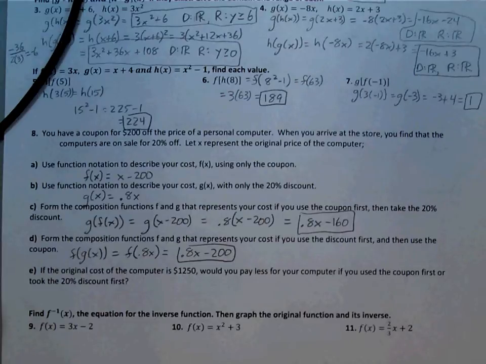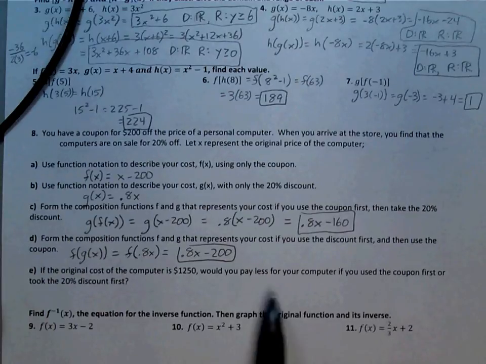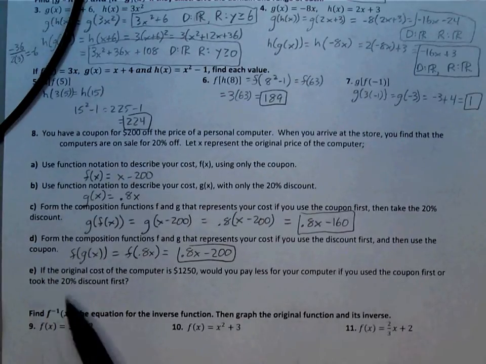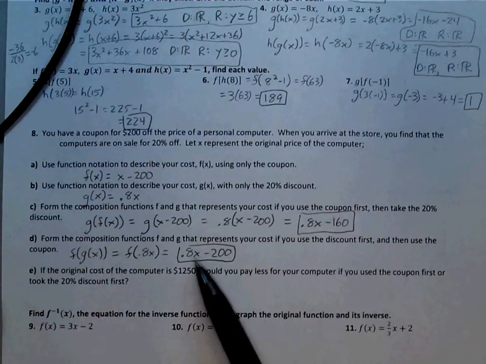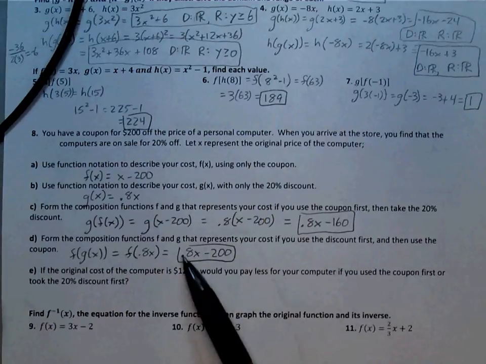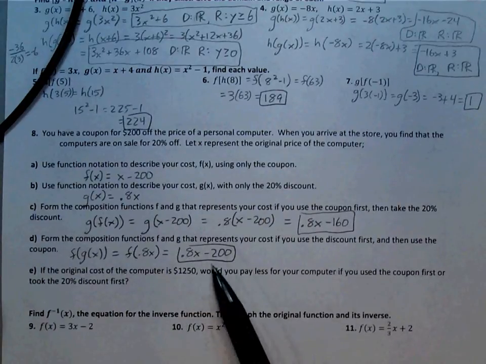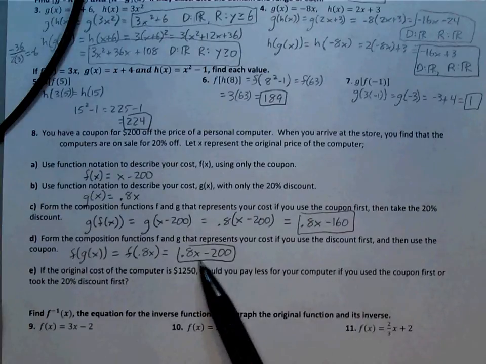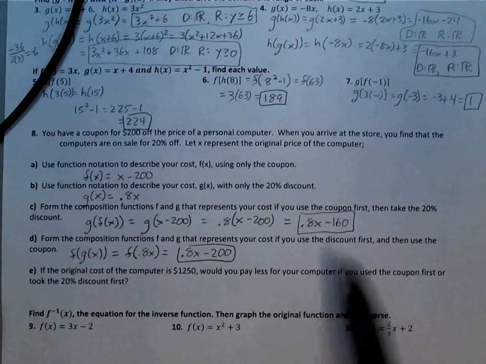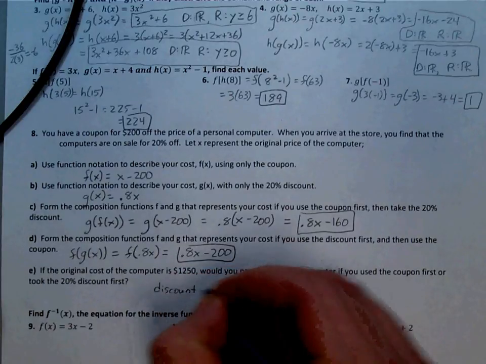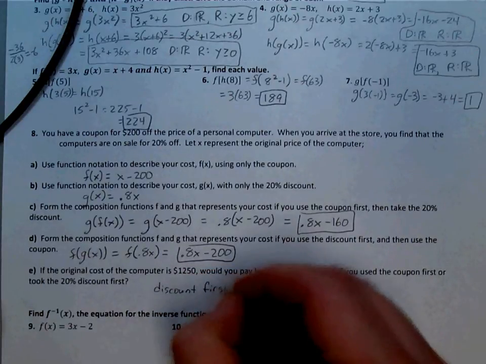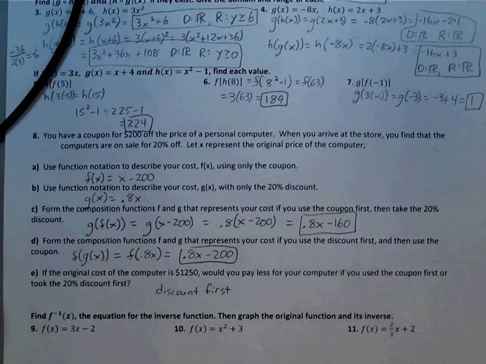But if the original cost was $1,250, would you pay less for your computer if you used the coupon first, or took the 20% discount first? This one's better. In both cases, I take 80% of the cost, but then I subtract $200 or subtract $160. I'd rather subtract 200, so I would rather do the discount first. If you wanted to plug in the 1250 to find the different numbers to help you compare, that's perfectly fine, but I can see it in the function, so I don't need to do that.